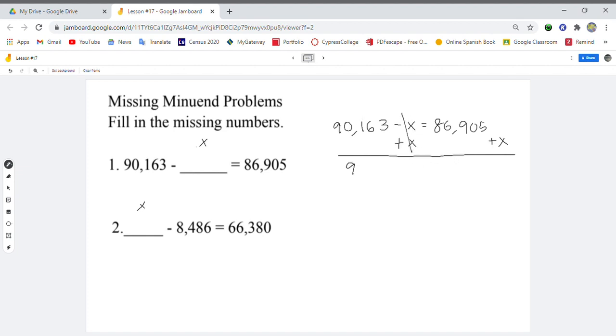And we end up with 90,160 equals 86,905 plus x. Now, to get x alone, we just have to subtract 86,905. And if we do that on one side, we obviously have to do it to the other side as well. So we end up with x on the right side, but we have to solve this out. So I'm just going to take this and do regular solving.